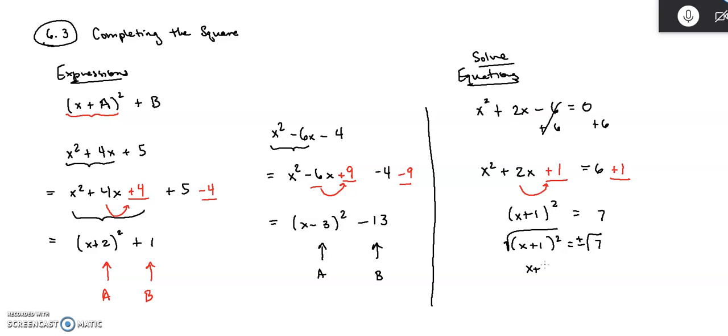On the left-hand side, it cancels. And on the right-hand side, we get plus or minus the square root of 7, which does not simplify. So the only thing that I have left to do is do a minus 1 to get x by itself. So I get negative 1 plus or minus the square root of 7 for my answer there. Okay, so a little bit of difference there in how you balance it between an expression and an equation. And then with an equation, of course, you're going to go ahead and finish solving it so you get x equals a number.